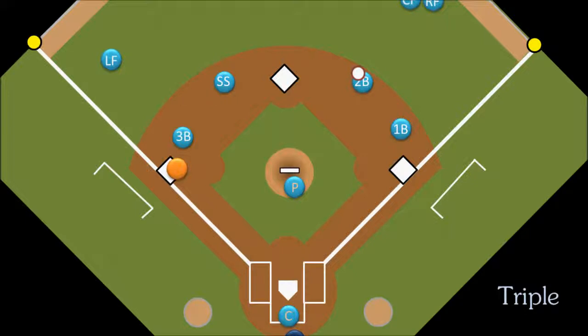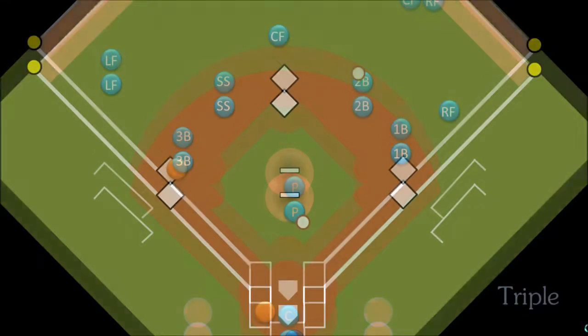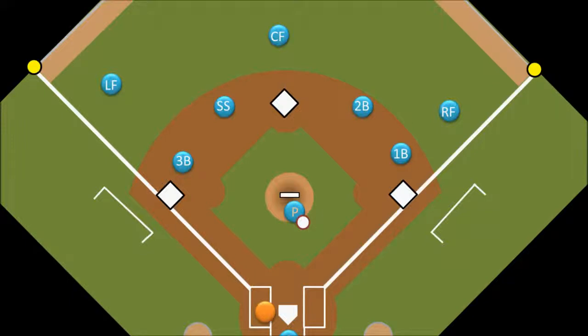The fourth and final type of hit is when a batter can run the whole way around, touch first, second, third, and then back into home plate. This is called a home run. A home run is the best hit that you can get and basically the best thing that you can do as a batter. Home runs will occur when the ball is hit over the outfield fence.